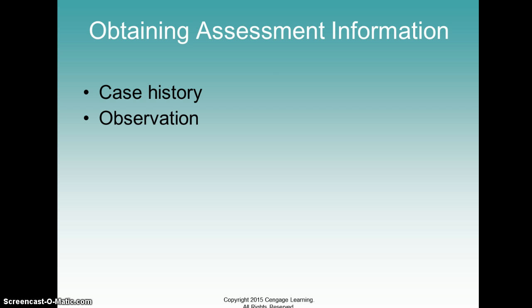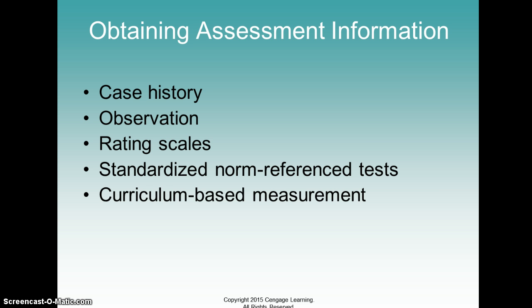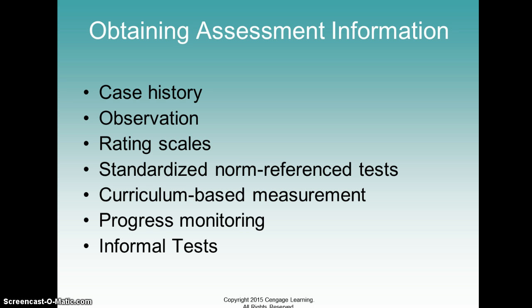So where are we going to get this assessment information? We're going to look at case histories, observations, rating scales, standardized norm reference tests. A norm reference test is a test that compares the child's performance to that of other children of the same age. Curriculum-based measure, which gives us a list of skills that a child should know from this curriculum. And then progress monitoring in what it is they're being taught. And then all kinds of informal tests over specific skills that the child's being taught.